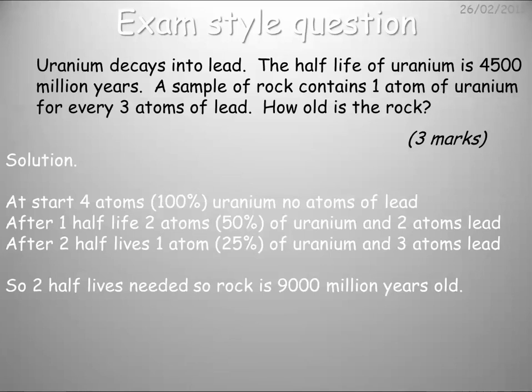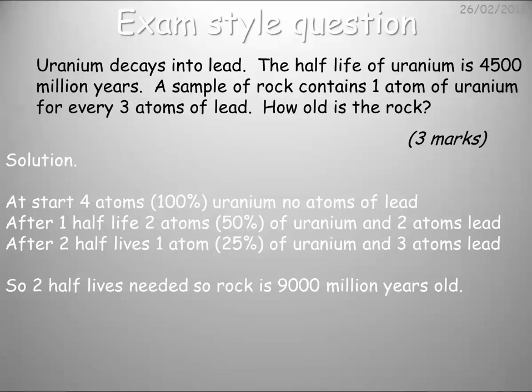If you think about it, we've got 4 atoms in this particular bit of a sample, so we'll just deal with those 4. At the start, all of those 4 atoms had to be uranium before they started to decay. There will be no atoms of lead. So that's our 100% point. After 1 half-life, 2 atoms of uranium have decayed, and that leaves us with 2 atoms of lead. That's 50% of the original. Right, that's not what we want. We want 1 of uranium, so we need to decay again.